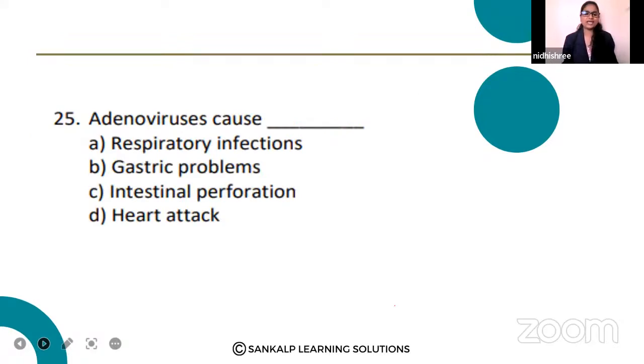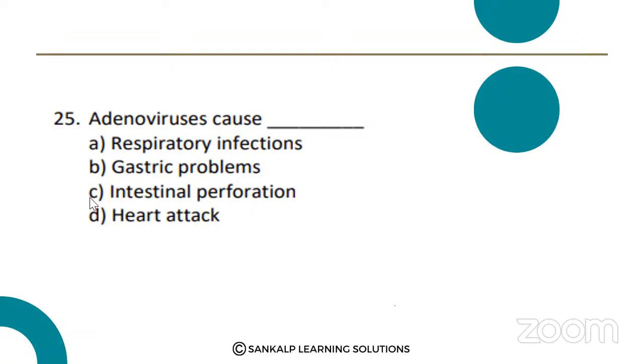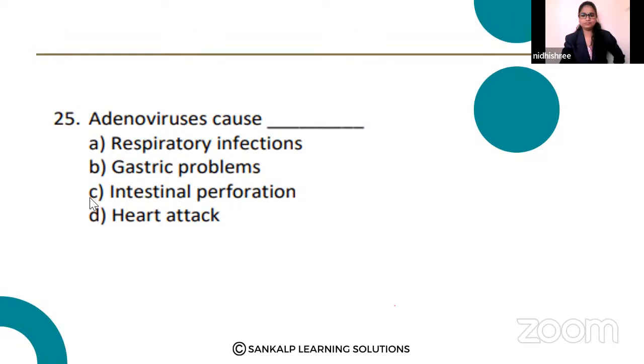24th question. Adenoviruses cause: option A, respiratory infections; option B, gastric problems; option C, intestinal perforations; option D, heart attack. Option B, ma'am. Gastric problems, okay. Option A, ma'am. Okay. In the chat, the majority answered option A and a few voted for option B. So there is a fight between option A and option B. Some suggested option C, and YouTube students answered option B.